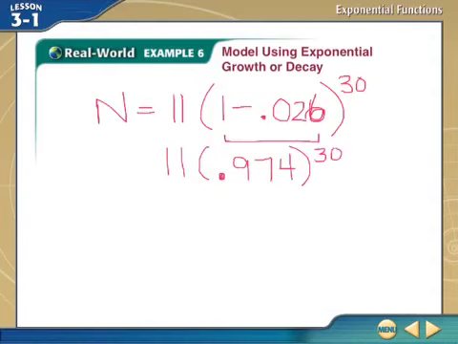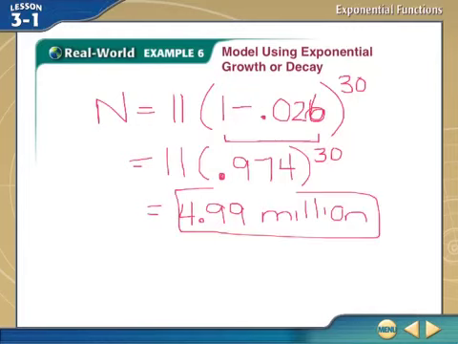And over the course of 30 years, 0.974 to the 30th power times 11 will give us 4.99 million. So we have approximately 5 million people after 30 years. When we started out with an initial population of 11 million, we are declining at 2.6% annually, or yearly. And so after 30 years, that gives us approximately 5 million people.